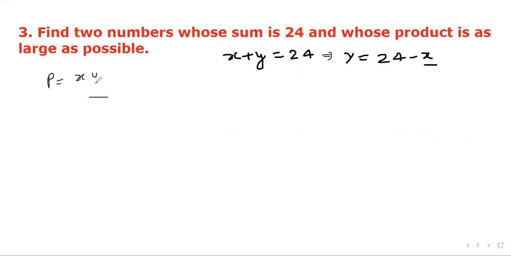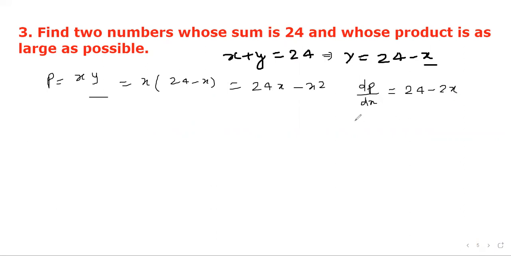So p equal to xy, so that is equal to x times 24 minus x, or 24x minus x square. We find dp upon dx. That will be 24 minus 2x. We put dp upon dx equal to 0. So 2x equal to 24, from where x equal to 12. When x equal to 12, y will also be 12.